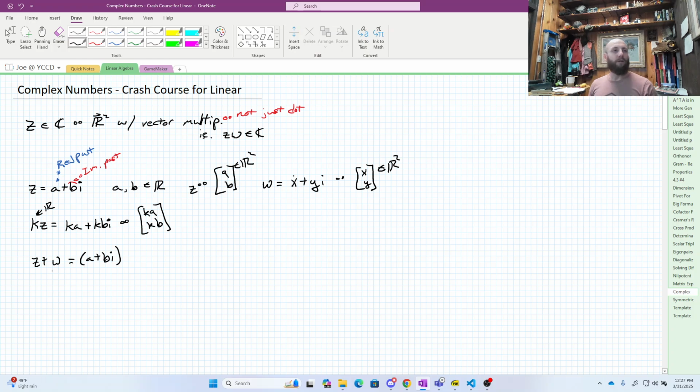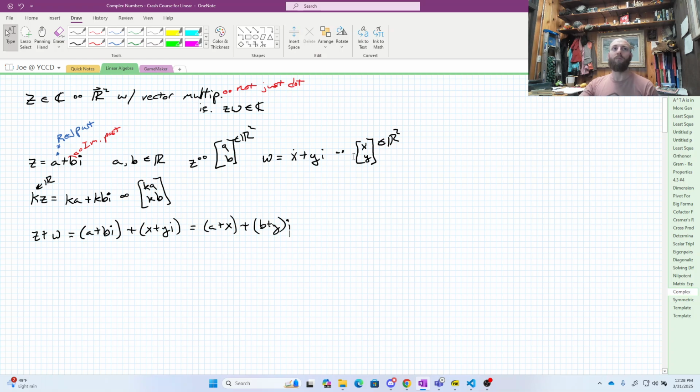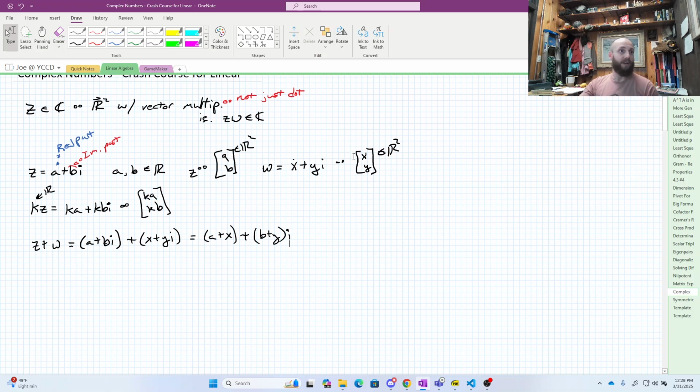Okay. So if I'm going to take z and add w, I'm going to take a plus bi and add x plus yi. That's going to give me a plus x. That's my new real part. And b plus y times i. That's my new imaginary part. You might notice that works exactly the same way as if we added (a, b) and (x, y). This is all basically the same as two-dimensional real vectors.